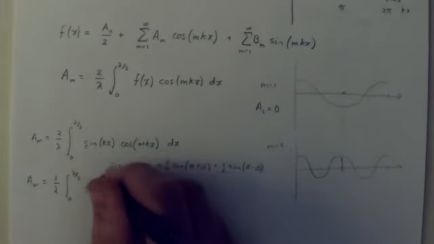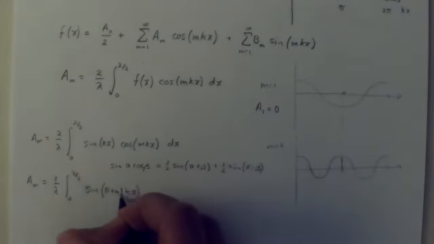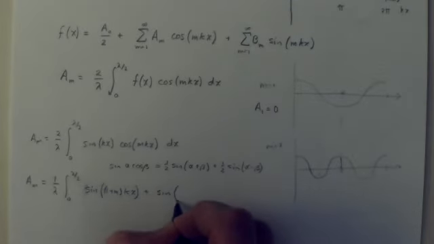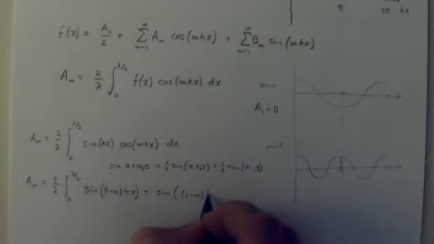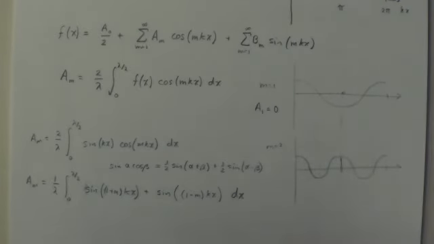Actually, I should write it as 1 plus m, just to be more clear. 1 plus m times kx. And then we have a second sine term, and this time it's 1 minus m times kx. All of that dx. Now it's time to take the derivative. Not the derivative, to do the integral. Sine becomes minus cosine.